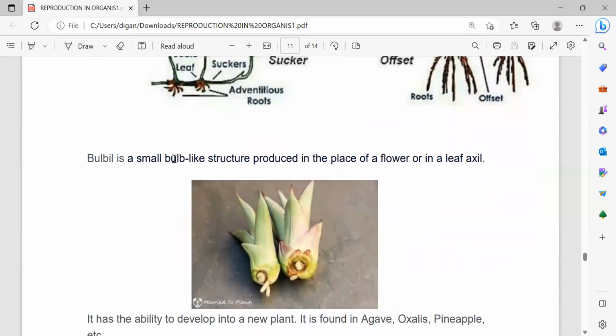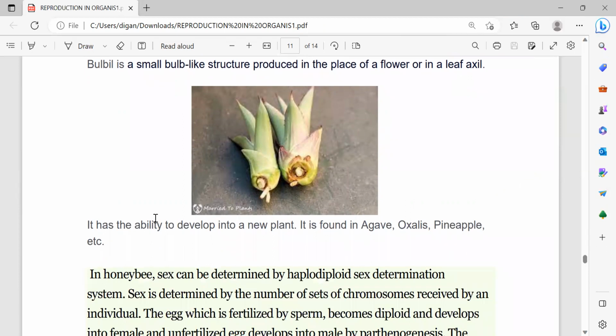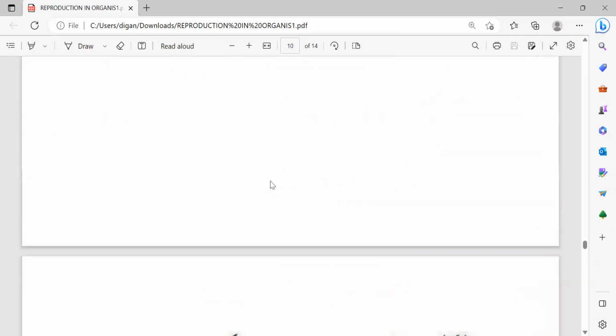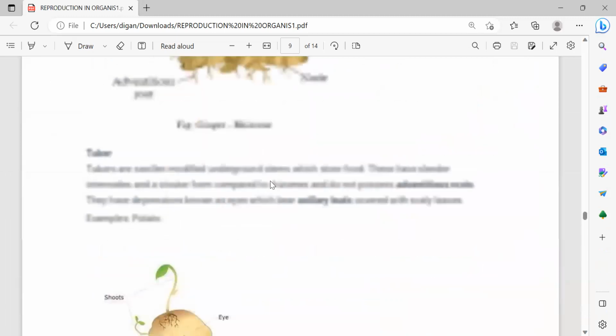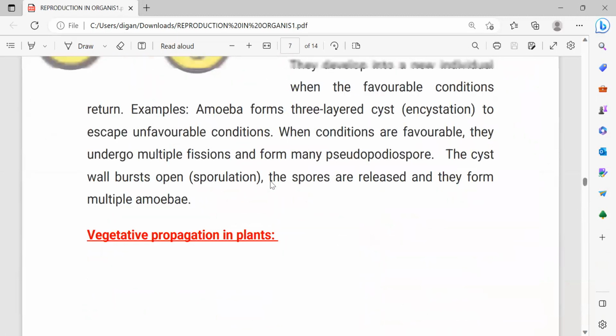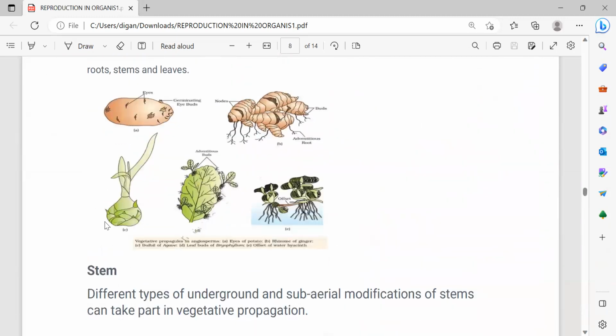Next, bulbil. It is a small bud-like structure produced in the place of a flower or in a leaf axil, and it has the ability to develop into a new plant. It is found in agave. This is the real picture of agave, and in your NCERT book a picture of agave is also given. Look, this is your NCERT picture. This is the picture of agave. So this is bulbil.